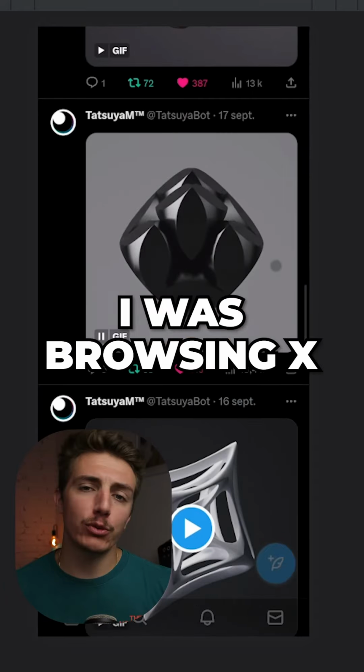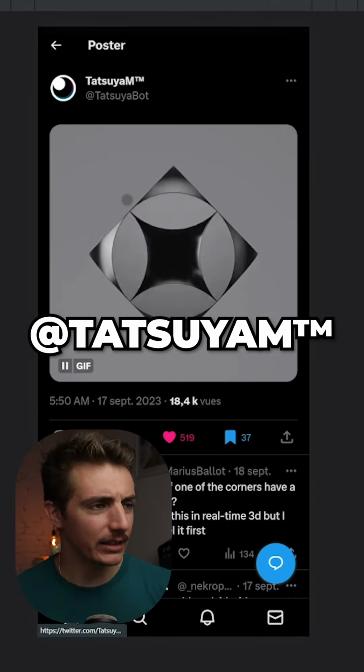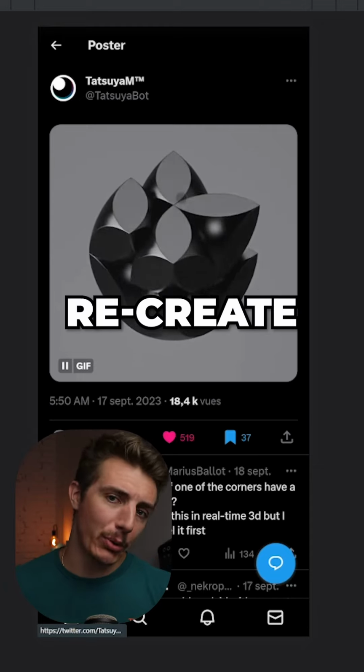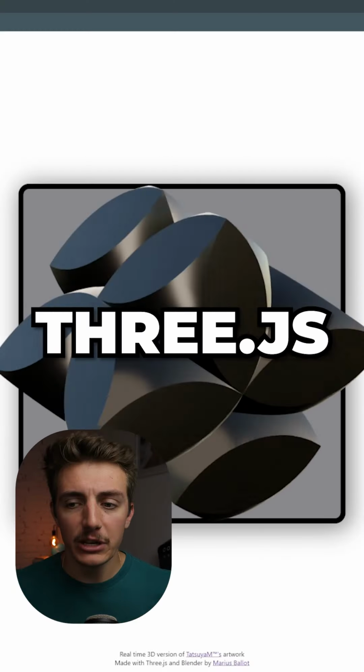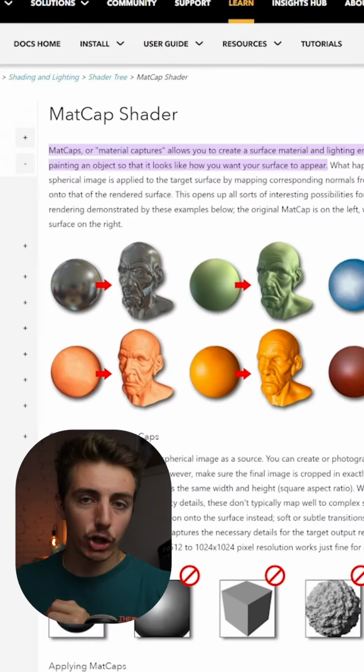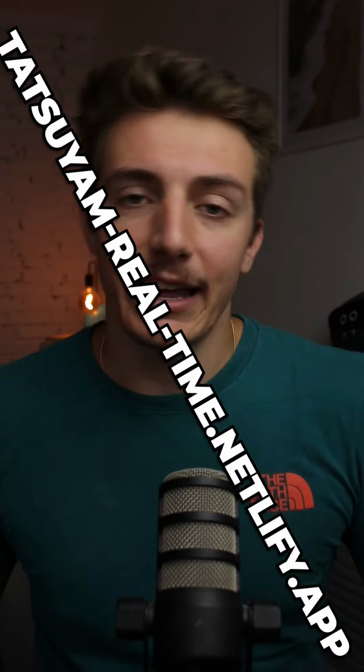I was browsing X when I came across this piece from Tatsuya M. Tatsuya M? I'm sorry in advance. And thought that I could maybe recreate it online using Three.js. We first need to decompose what needs to be done here: understand the animation, modeling, setting up the code, shading, adding the bells and whistles, and finally deploying it so that you guys can have access to it and play a little bit with it.